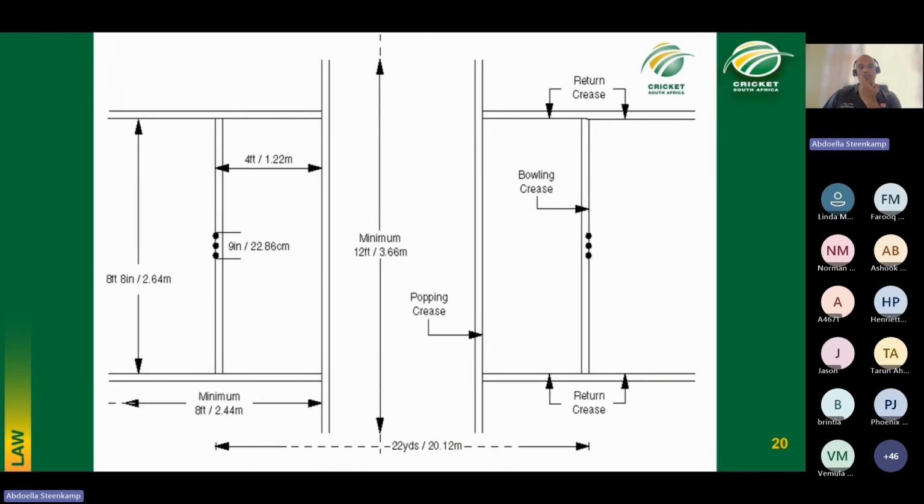So what are these lengths? Let's have a look. Let's start with the length of the pitch. 20.12 meters or 22 yards. You can answer either way in the exam. I prefer the metric system. The tape measurements are in metric, so it's much easier. 20.12 meters. That's the length of the pitch and is measured from the back edge of the bowling crease on the one side right up until the back edge of the bowling crease on the other side.